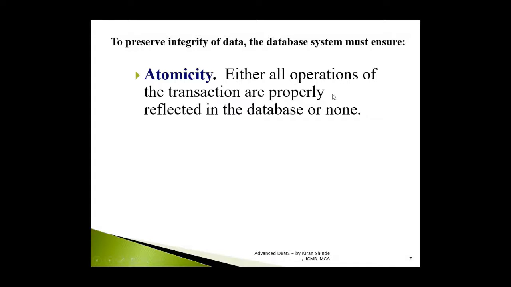Atomicity states that either all the operations of the transaction are properly reflected in the database or none. It means if a transaction is getting executed, all the operations of that particular transaction should be properly executed once the transaction is committed. But if anything happens in between, if any kind of failure occurs, then the transaction should be rolled back to its initial state. Okay, so that is the meaning of the atomicity property.